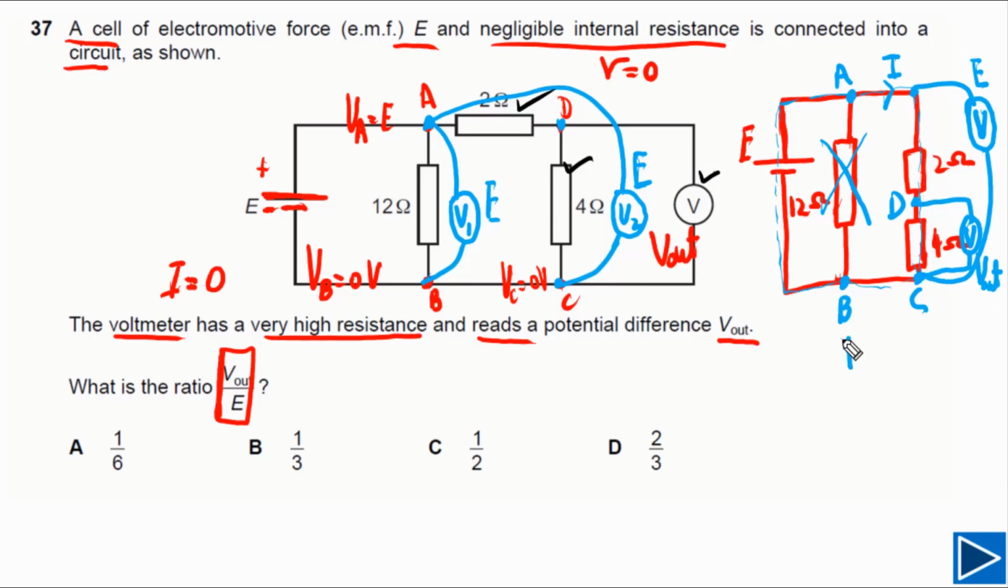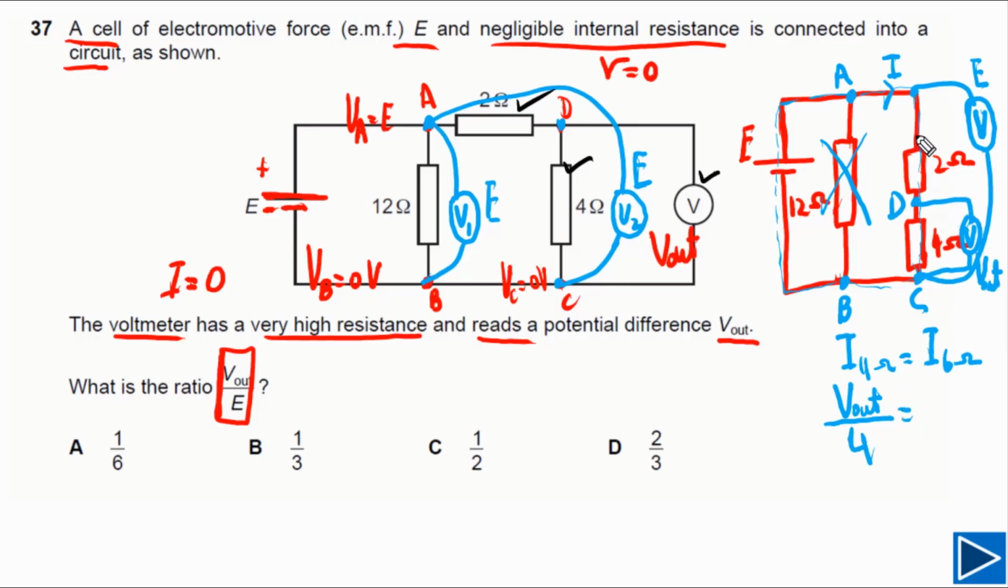We can simply say that the current passing through the 4 ohm resistor is equal to the combined current passing through the 2 ohm plus 4 ohms, we can say the 6 ohm resistor. This is 6 ohm. The potential difference across the 4 ohm resistor is equal to V out, and the resistance of this one is 4.